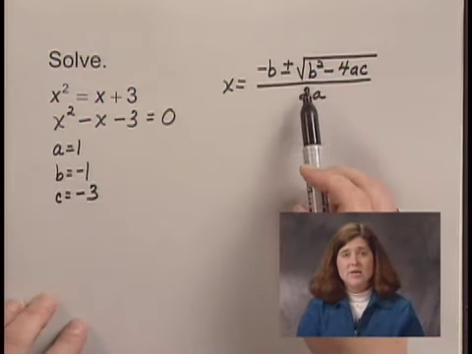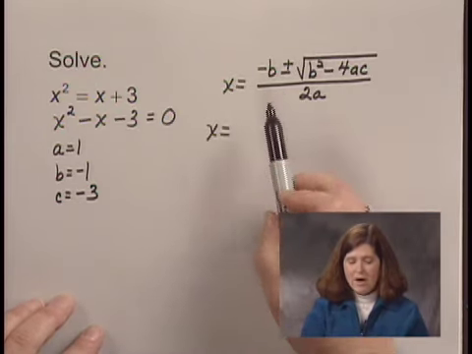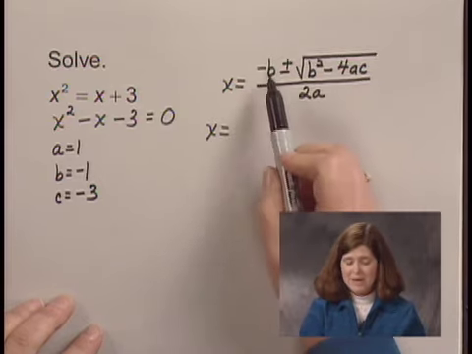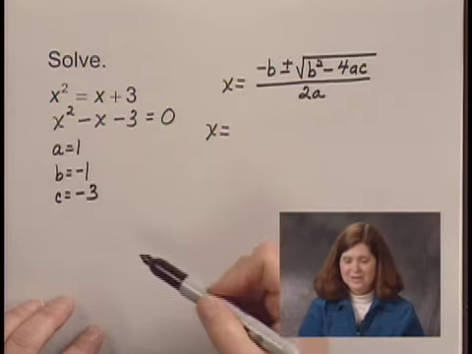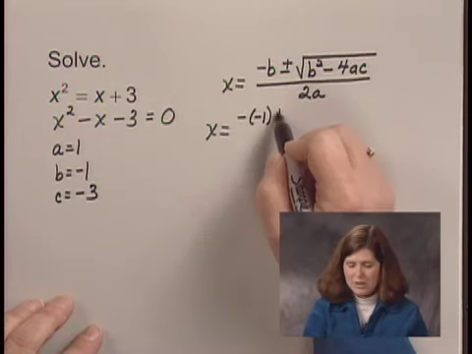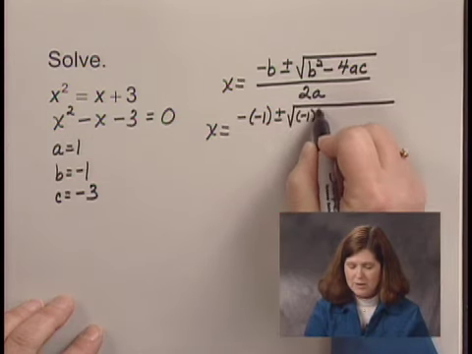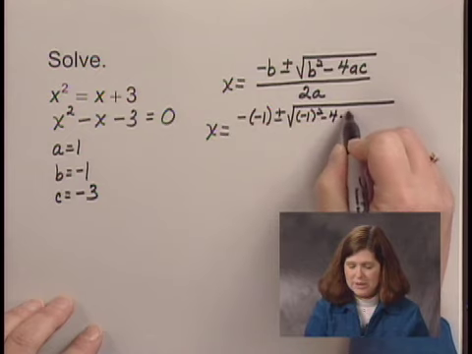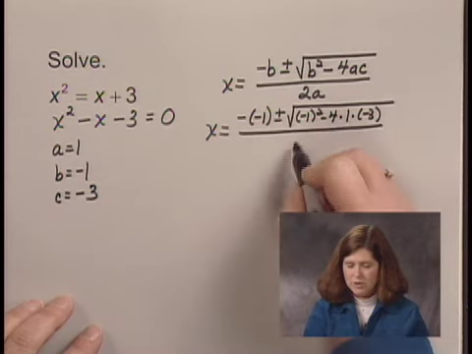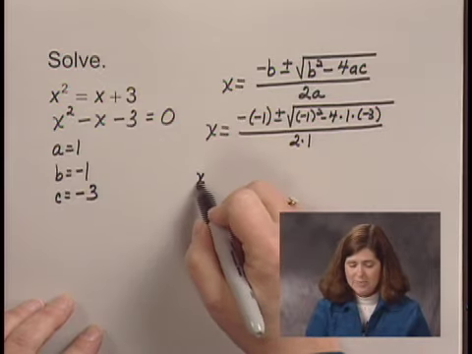Then we substitute these values in the quadratic formula, and we get that x equals, now I've written this out as the opposite of b, not negative b, because the opposite of b in this case is actually going to be positive. So the opposite of b, and I use parentheses, plus or minus the square root of b squared minus 4 times a times c all over 2a.